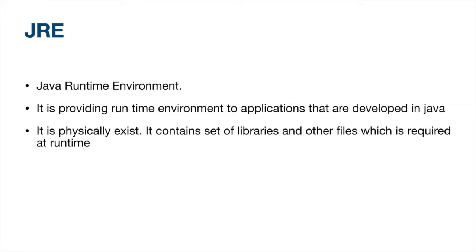The second important thing is JRE. As its name suggests, it is the Java Runtime Environment. So what does it provide? It provides a set of libraries and files which are required whenever you want to run an application developed in Java. To run any Java application, you require the JRE. The JRE provides the set of libraries which helps to run Java based applications.